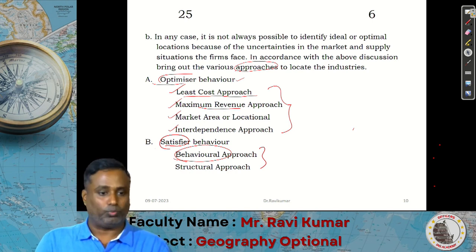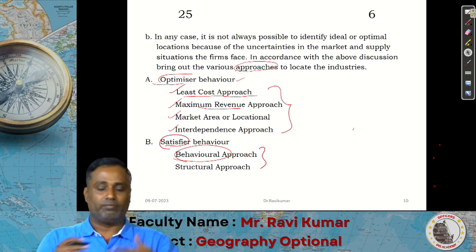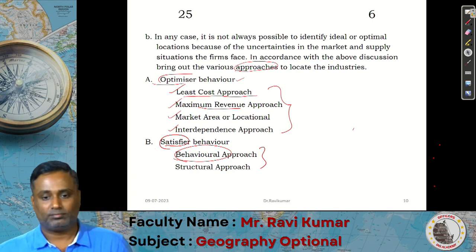That is called the behavioral approach. The behavior of a person decides whether he will start an industry or not.